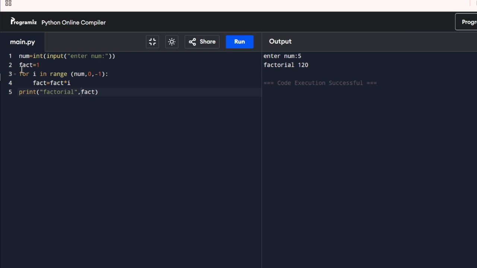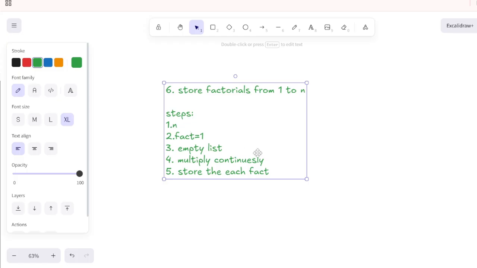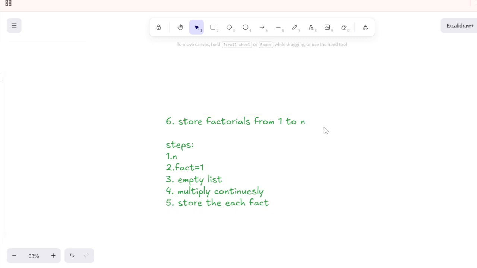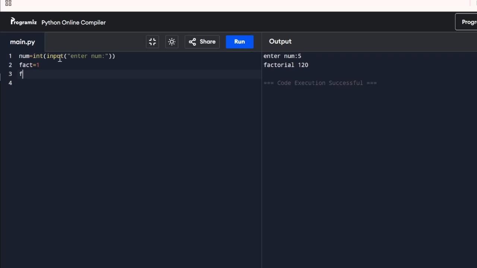Yeah, input is taken, factorial is initialized. Let's write it again. What they have said in the question, if you see, is to store factorials from 1 to n. To store factorials from 1 to n, we need a list. To store, we need a list. So we need to have an empty list. Okay, the empty list is created.